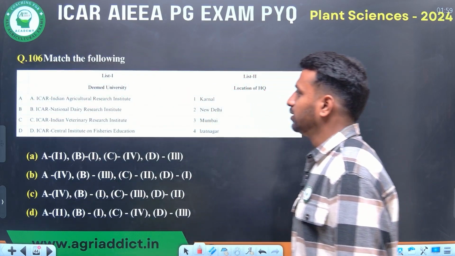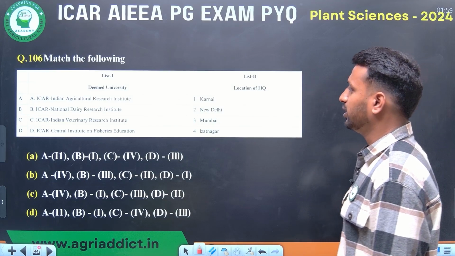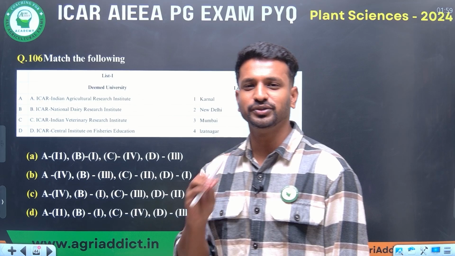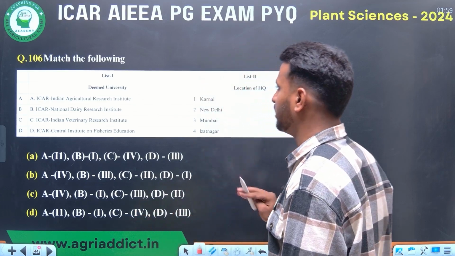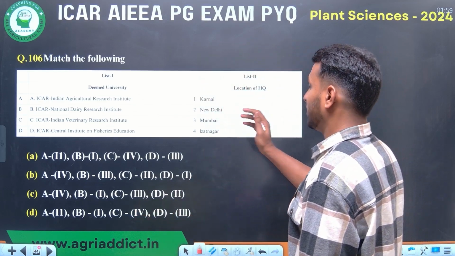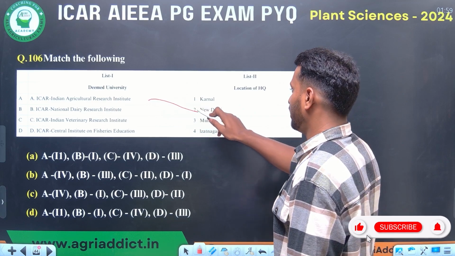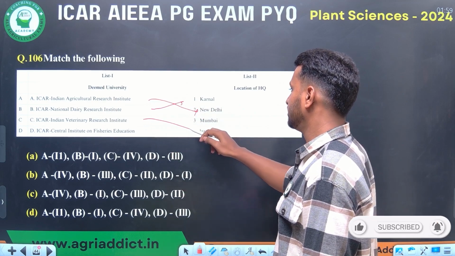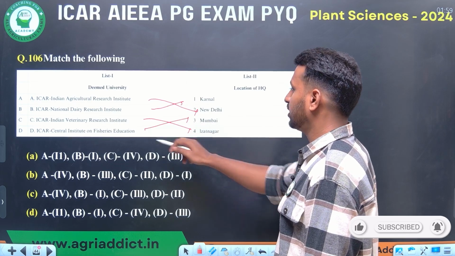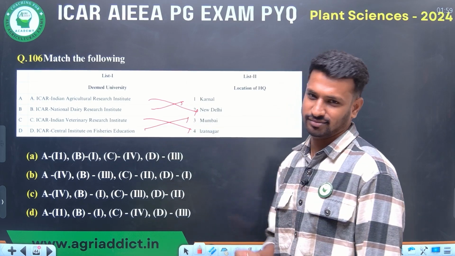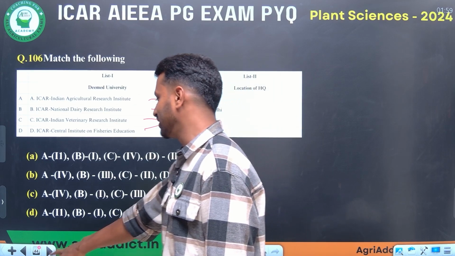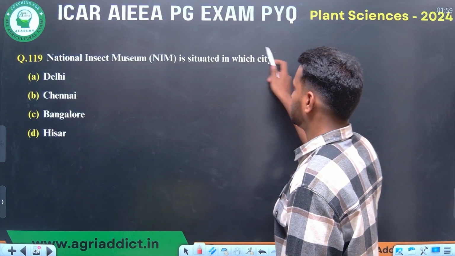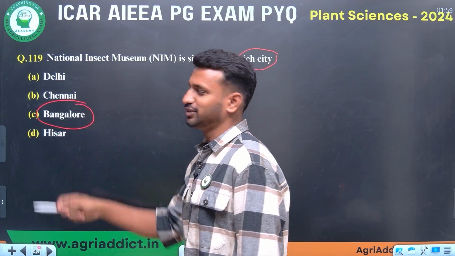Next one. So again, the match the following type. Here we have completed the seed technology part, and are just left with a few general agriculture questions that we are going to deal with. First one is very simple to answer. IARI, you know it, it's IARI New Delhi. Dairy, it's Karnal, and veterinary, it is Izzatnagar, and the last one, the fisheries institute, it's in Mumbai. So it's like a boon, you can easily answer it. Next one, National Insect Museum, where is it situated? This is situated in Bangalore.